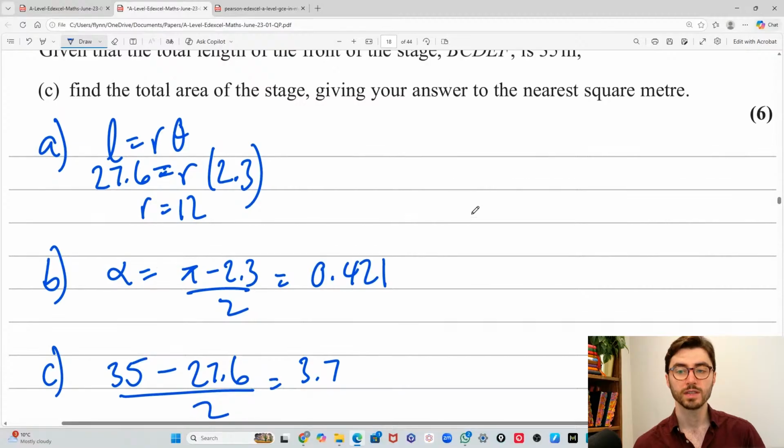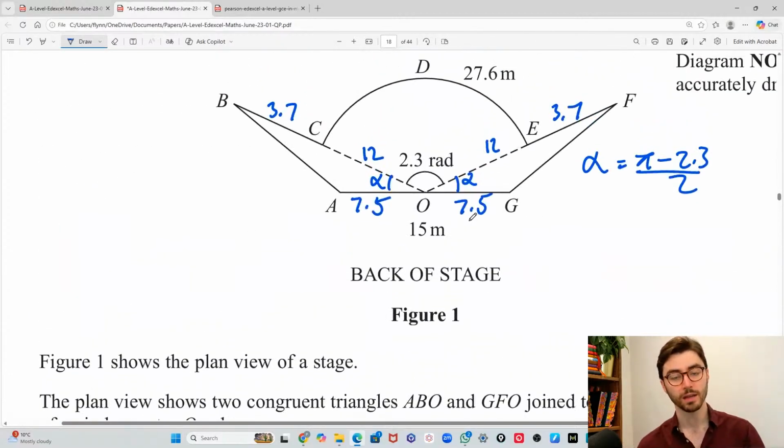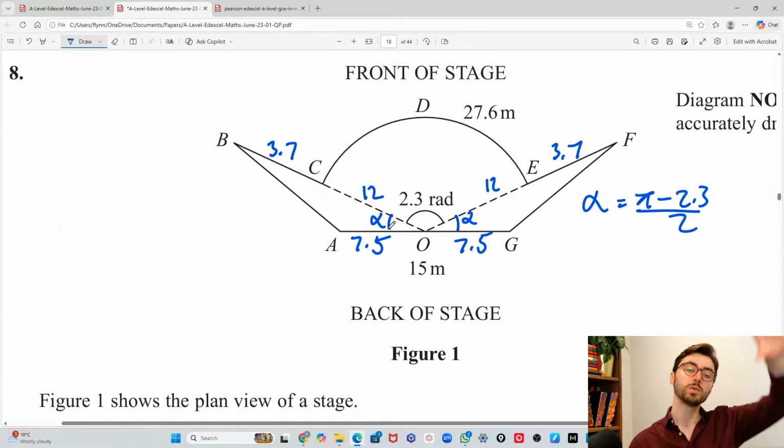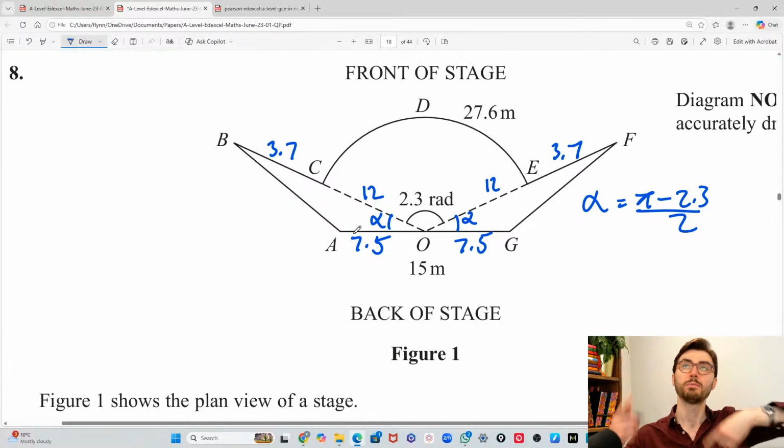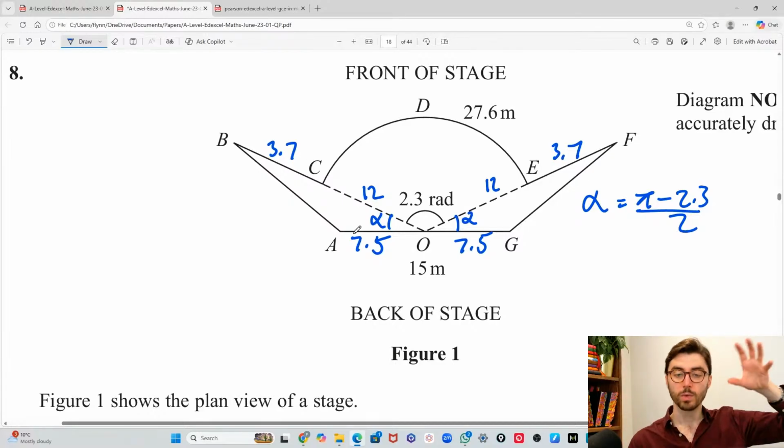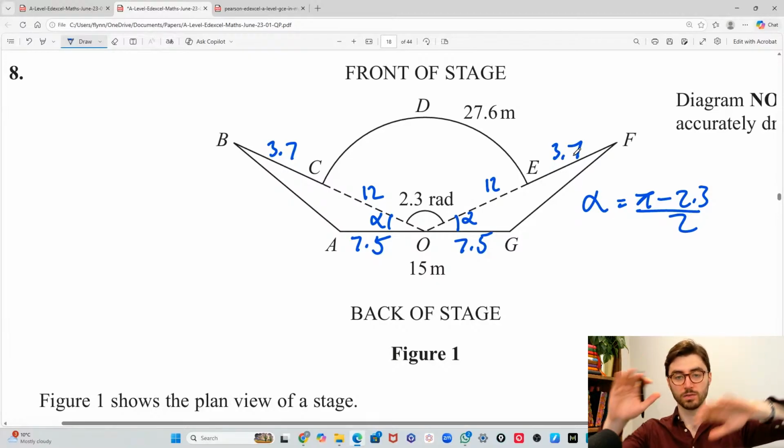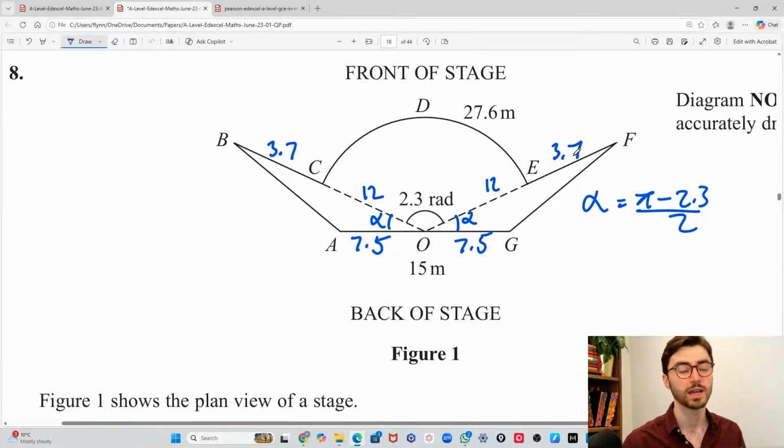Find the total area of the stage. Ooh, okay. So what we're going to do is find the area of the triangle by doing half AB sine C. We're going to double that up because we have 2 triangles, and then we're going to find the area of the sector using a half r squared theta.